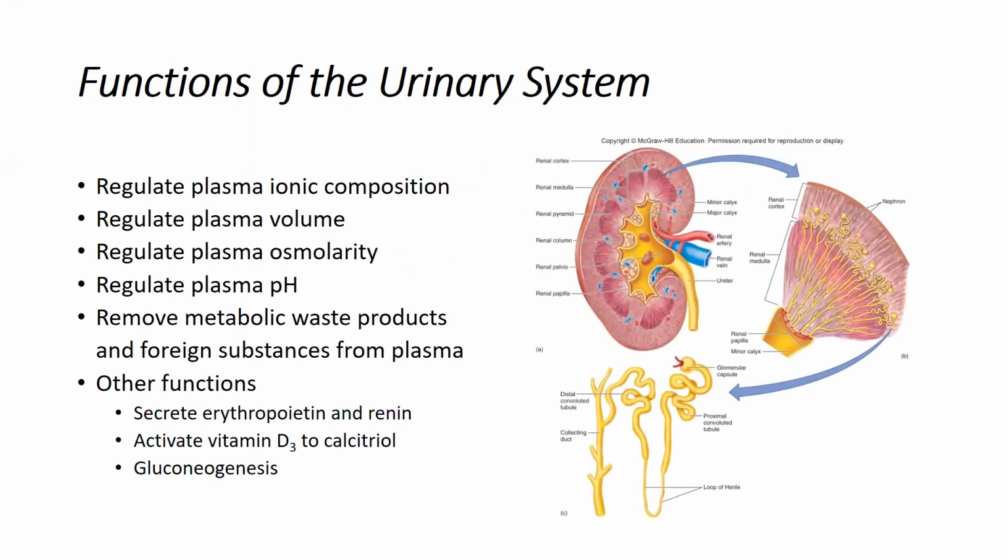All right, so some of the main functions of the kidneys, we can sort of divide them into two groups. So some primary functions, which are the things that the kidneys are really responsible for. They're really good at. These are their primary functions. Those include regulating or maintaining or balancing out the pH, the level of ions in the body, the osmolarity.